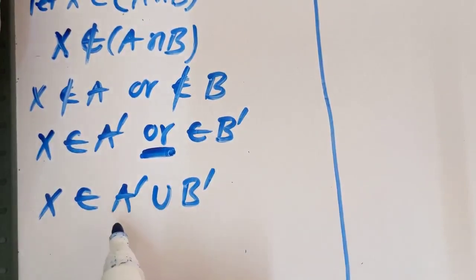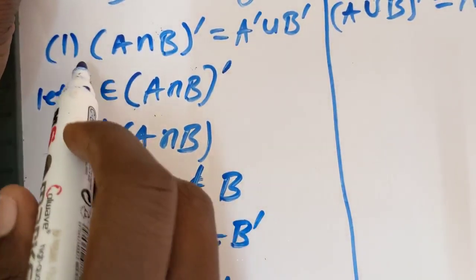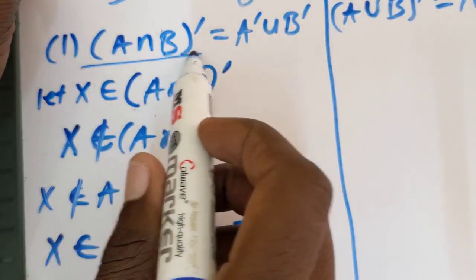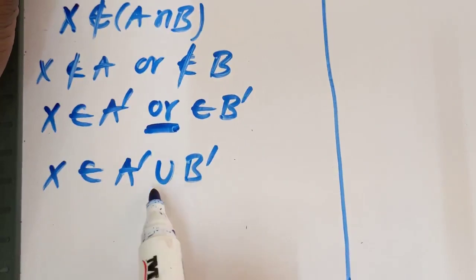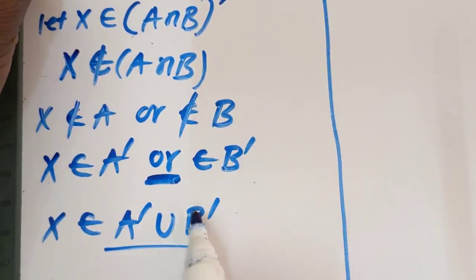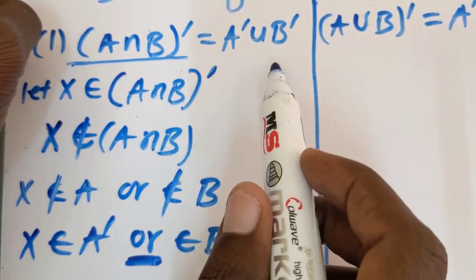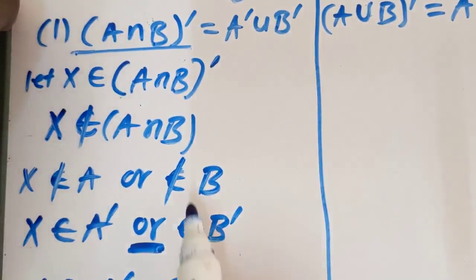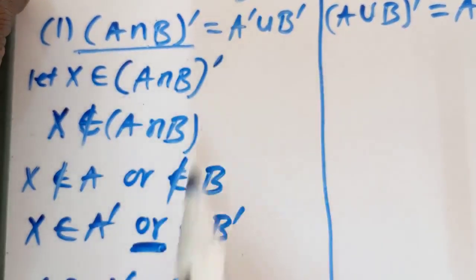So from here, at first we started with this one, and we ended with that one. So this is the last one. Meaning that we have shown that this part is equal to that part.